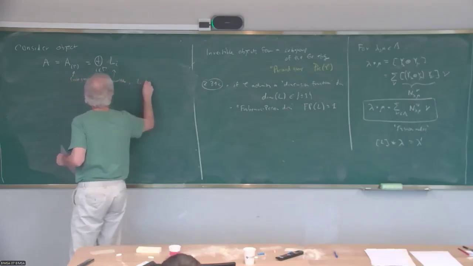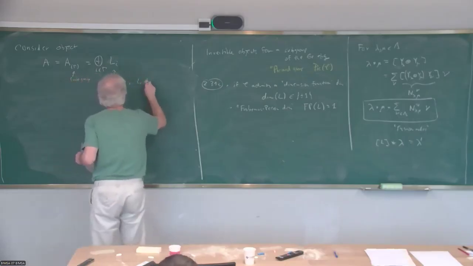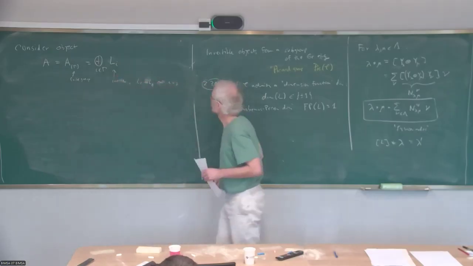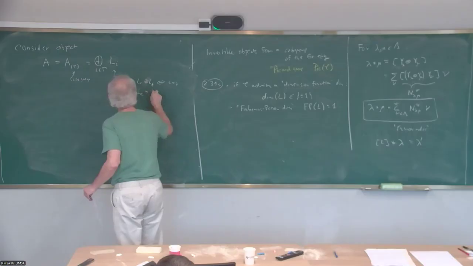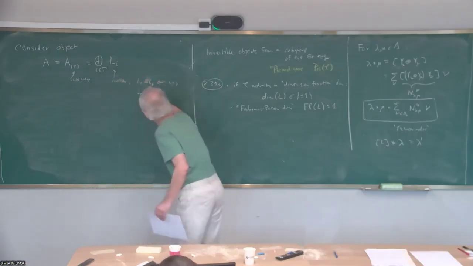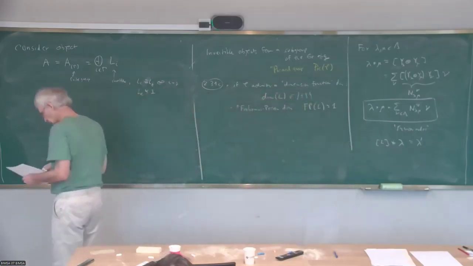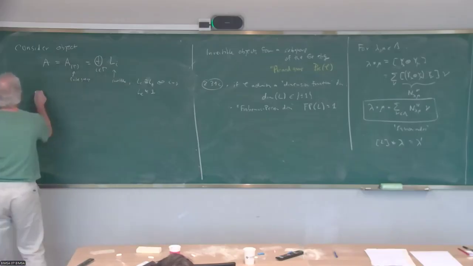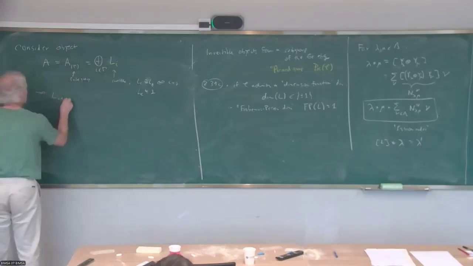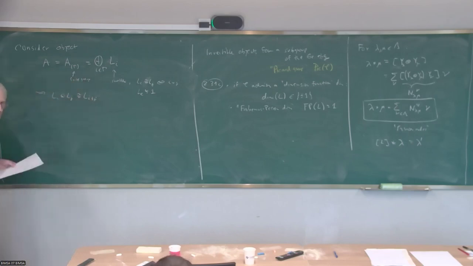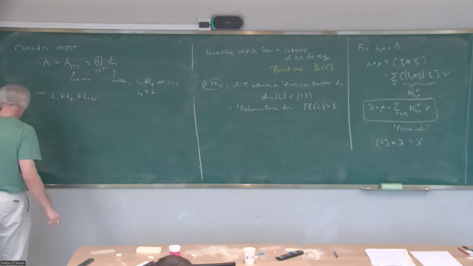And also I assume that L_i and L_j are isomorphic if and only if i is equal to j. And also you can see easily that L_e has to be isomorphic to the tensor unit. And then it follows in this case that L_i tensor L_j is just isomorphic to L_(i+j), where this is addition in the abelian group Gamma.